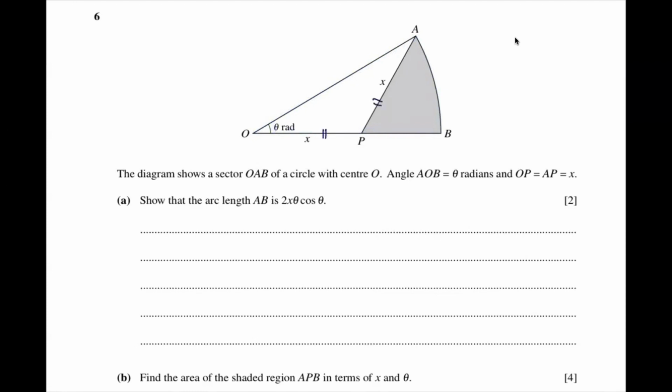So this makes your triangle OPA an isosceles triangle. You need to show that the arc length AB is equal to 2x theta times cosine theta. To find the arc length, we are going to use the formula s equals r times theta, the angle in radians. You need to calculate the radius first.